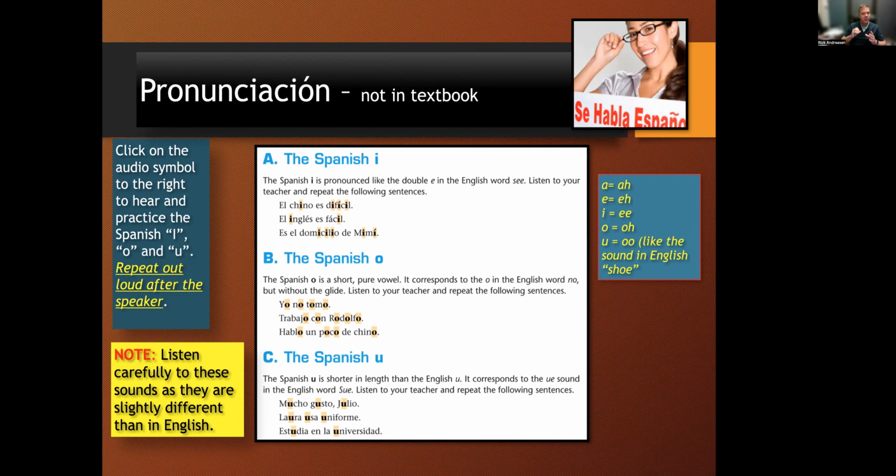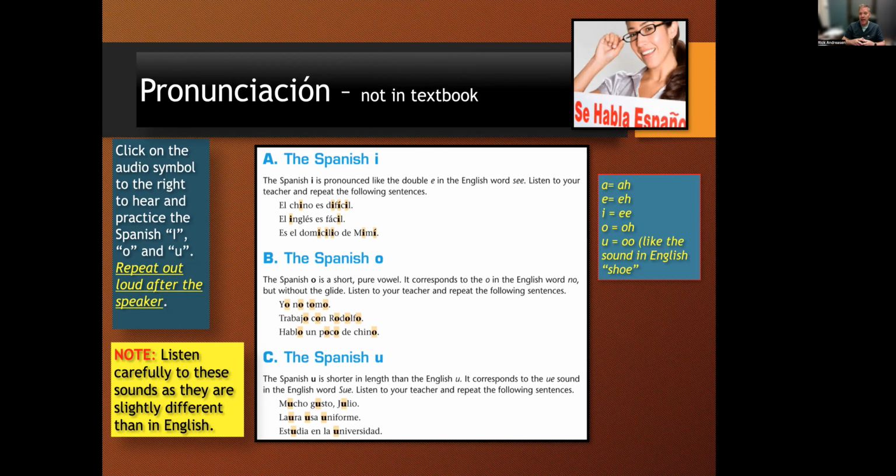Then we have the Spanish O. And again, it's a short, pure vowel. There's no diphthong, there's no glide to it. It's just O. And a glide means that at the end of our English word, sometimes the O will come up and then we'll let it glide down. In Spanish, there isn't. It's just always a consistent, short, pure vowel, like the word no. Yo no tomo. Trabajo con Rodolfo. Hablo un poco de chino.